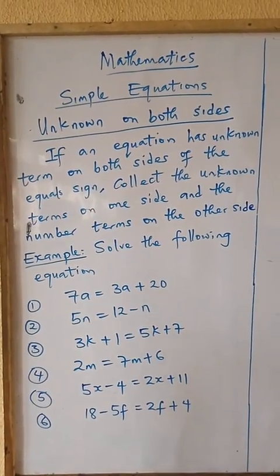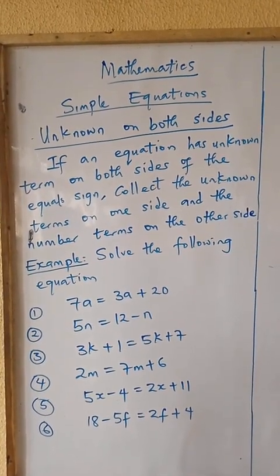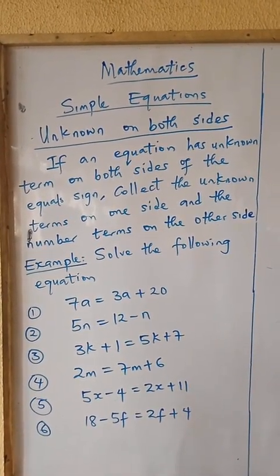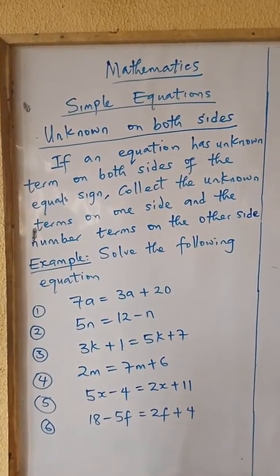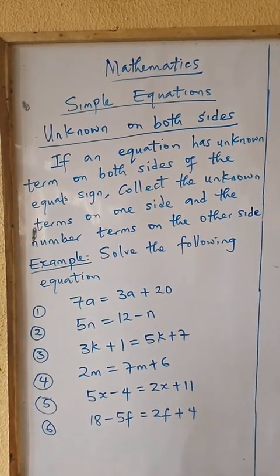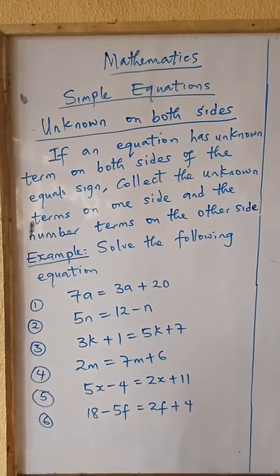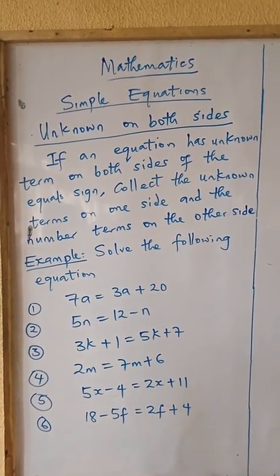Today we want to continue with this topic, simple equation. And the subtopic under it today is when we have unknown on both sides. If an equation has unknown terms on both sides of the equal sign, what we need to do is to collect the unknown terms on each side. We bring them together, then we solve.